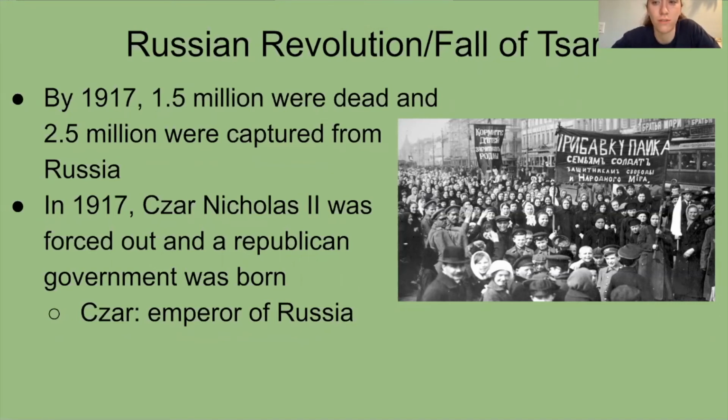So the Russian Revolution. By 1917, 1.5 million people are dead and 2.5 million people are captured from Russia. And then in 1917, Tsar Nicholas, a Tsar is basically a leader, the Emperor of Russia, Nicholas II, was forced out. There's this huge revolution, and a Republican government is born. So this is another reason that leads to World War I.